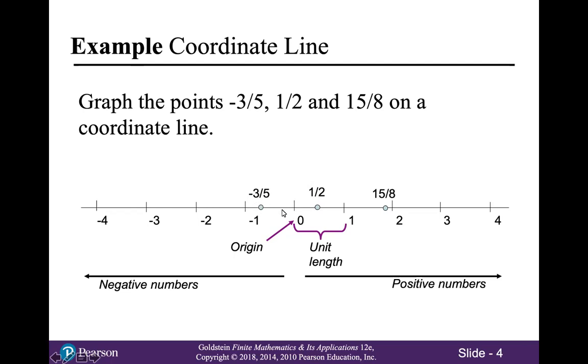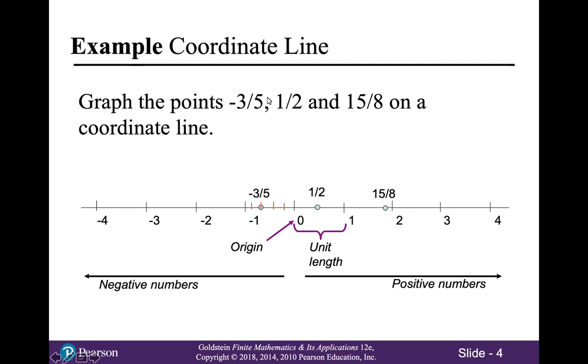-3/5, you would divide this space into 5 parts. Let me see if I can do that on here. It's probably not going to look perfect, but something like 1, 2, 3, 4, and then this would be -5/5 over here. So when you count 1, 2, 3, that's where -3/5 ends up.